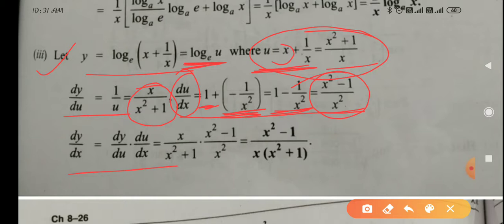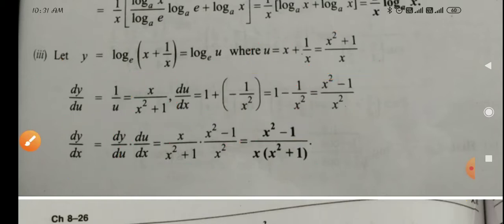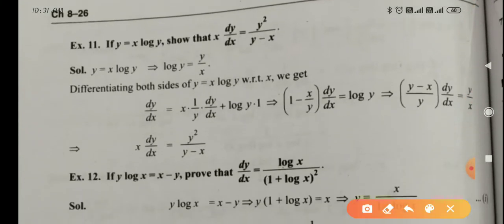Now dy upon dx is dy upon du multiplied by du upon dx. You can multiply, x cancelled, so it will remain x square minus 1 upon x into x square plus 1. So like this the remaining parts also can be done. Some other questions I am taking. You can see example number 11.